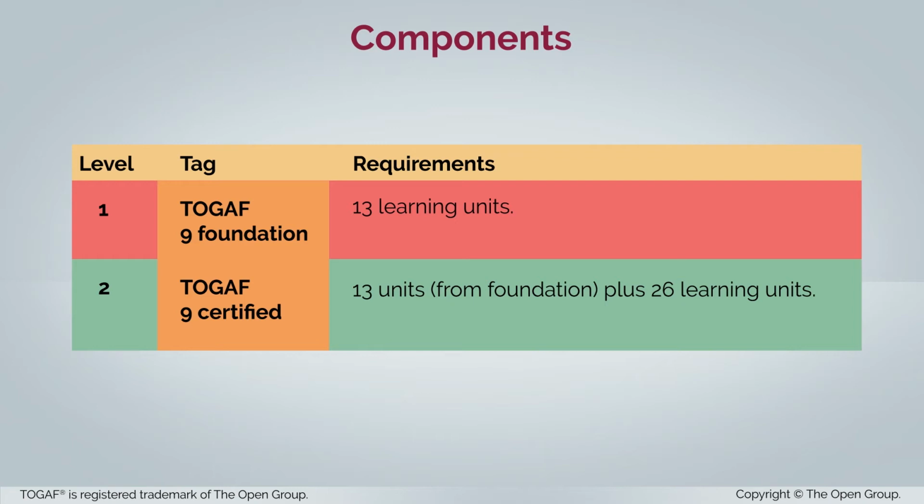You have the 13 units from the foundation level plus an additional 26 learning units. Previously, there were 27, but the SOA learning unit has been dropped. So, your focus would be on 26 as opposed to 27 units of the previous set. So for 9.2, they are 26 learning units.